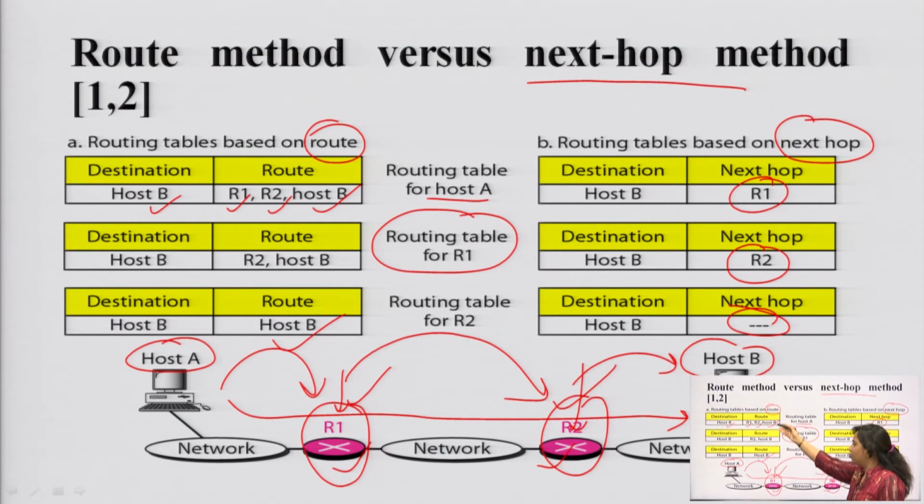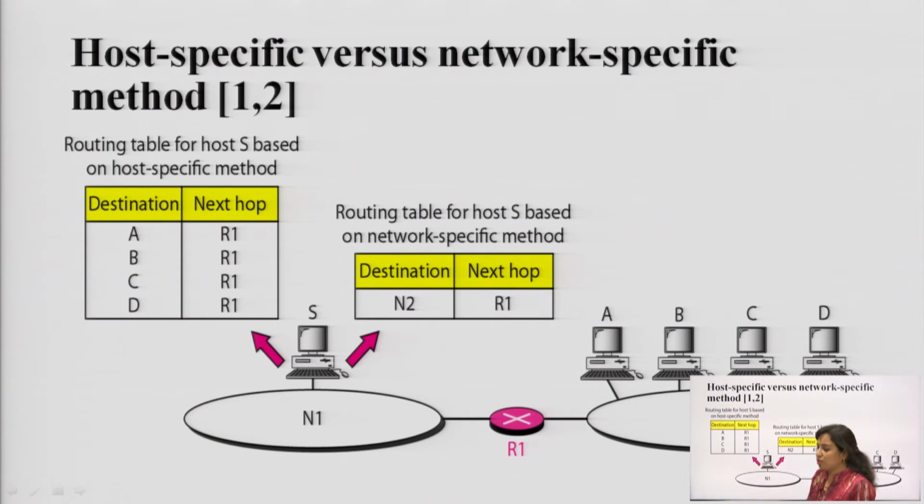In this case, every time you have to tell the route at every point where the packet is, and in this case you have to just mention the next hop. So, you can say that the second case is much simpler than the case used in the first one. The next one is the host specific versus network specific method. There are 2 types of methods that can be used in the routing table. First one is host specific, second one is network specific.